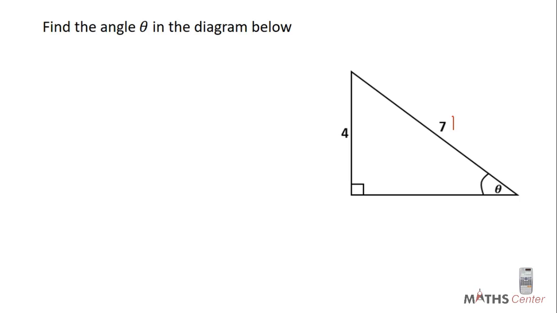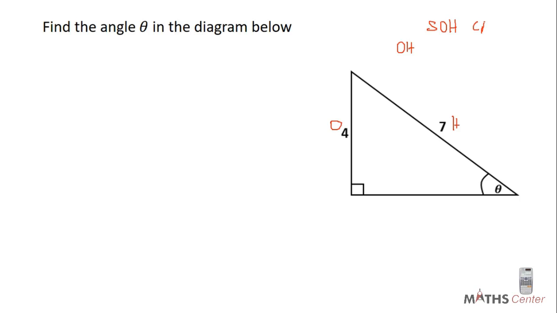So here is the hypotenuse, and here is opposite. So we are looking for theta. We have opposite, we have hypotenuse. So which trig ratio should we use? Remember the mnemonics.